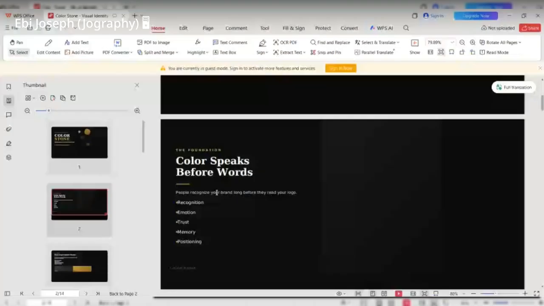You need to understand what each color represents, because colors can help you. Colors help with recognition, emotion, trust, memory, positioning. For example, if I just say yellow, or in your street you see yellow, what brand comes to your mind? If you're in Nigeria, I know it's beyond Nigeria, but those persons in Nigeria, if you hear or see the color yellow, what comes to your mind, even without them saying anything?